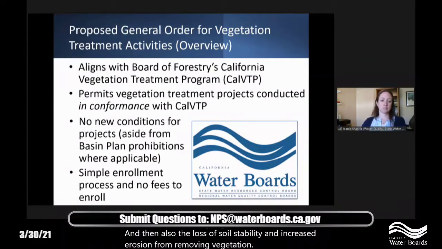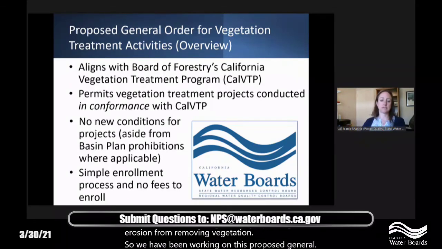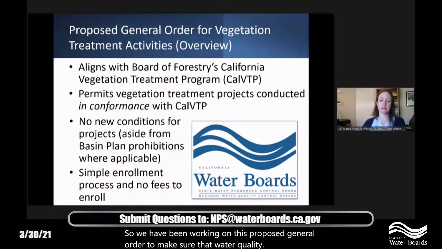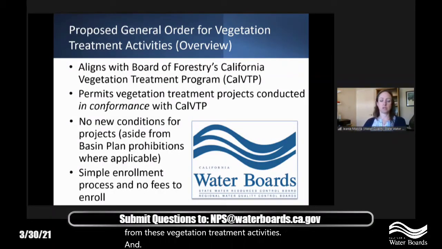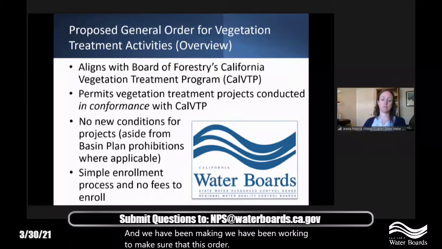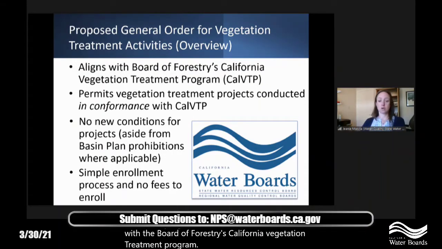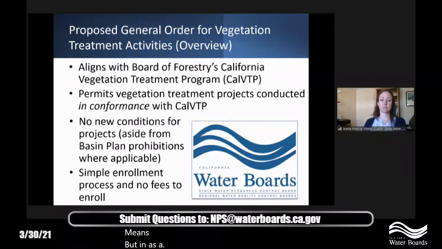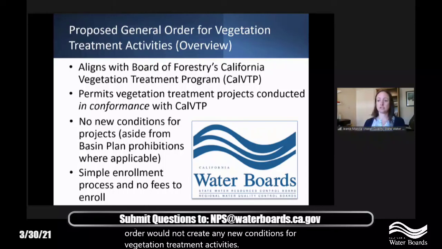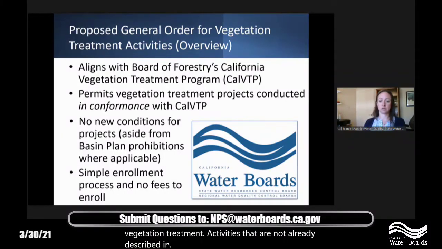So we have been working on this proposed general order to make sure that water quality is protected from these vegetation treatment activities. And we have been working to make sure that this order aligns very closely with the Board of Forestry's California Vegetation Treatment Program. Our proposed general order would permit vegetation treatment activities that are conducted in conformance with the Board of Forestry's program. And I'll explain in the next couple slides what in conformance means. But as a general overview, the proposed general order would not create any new conditions for vegetation treatment activities that are not already described in the Board of Forestry's vegetation treatment program.